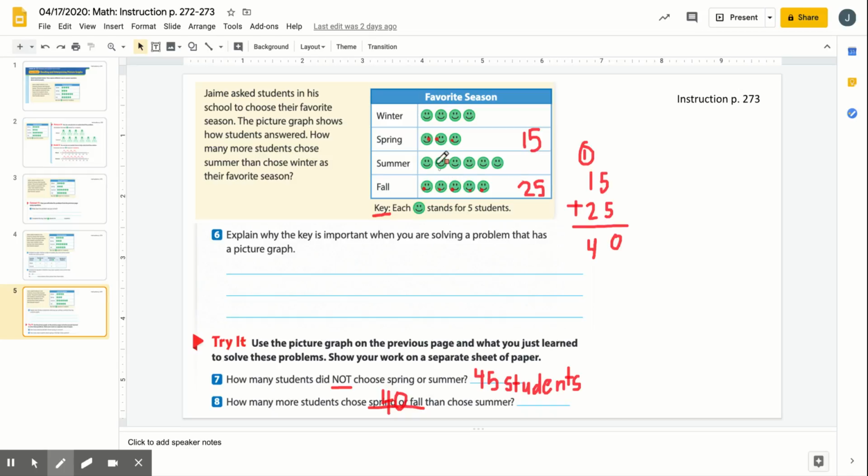For summer, there's 5, 10, 15, 20, 25, 30. So for summer, there are 30 students. It wants us to tell how many more chose spring or fall than summer, so this would be a subtraction problem. So 40 minus 30, and I know that that equals 10.